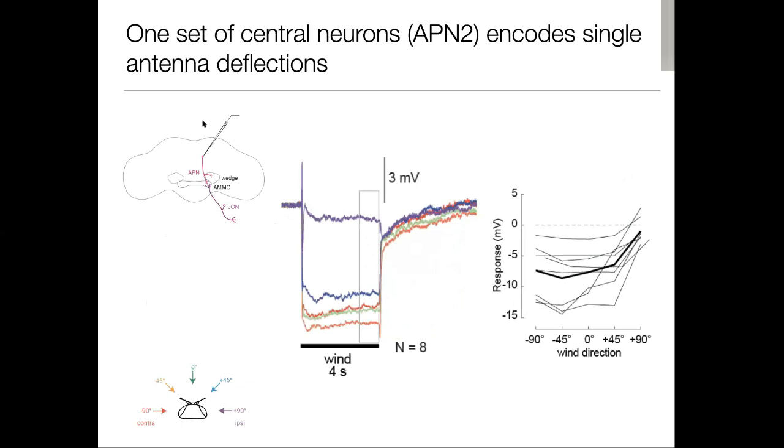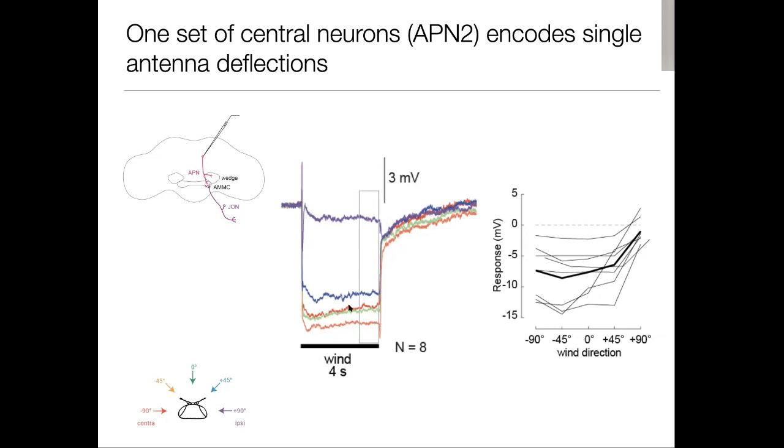And she began by recording from a set of second-order neurons that we knew from anatomy were downstream of these first-order stretch receptor neurons that we knew could encode tonic deflections of the antenna that we produce during wind. So these are a group of neurons called APNs, specifically APN2. And when she made whole cell recordings from these neurons and presented wind from different directions, what she observed is that these neurons were hyperpolarized by wind, but the amount of hyperpolarization depended on the angle of the wind.